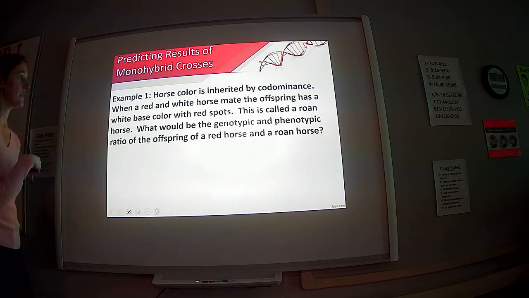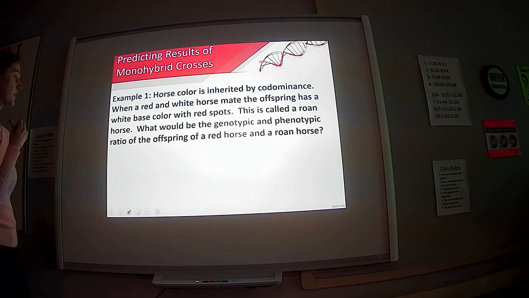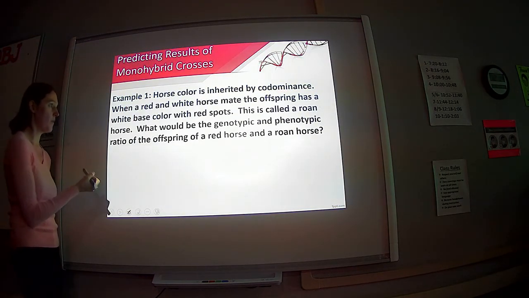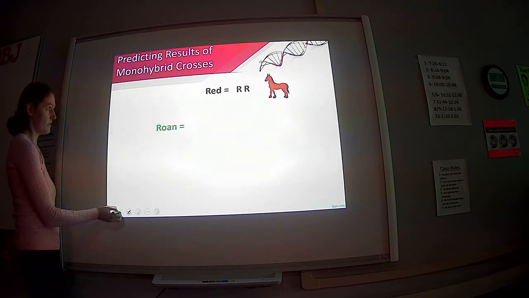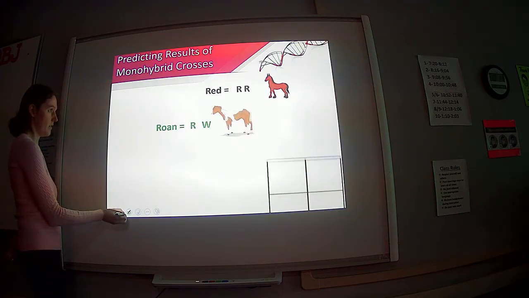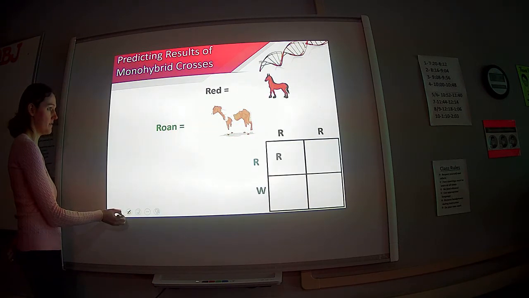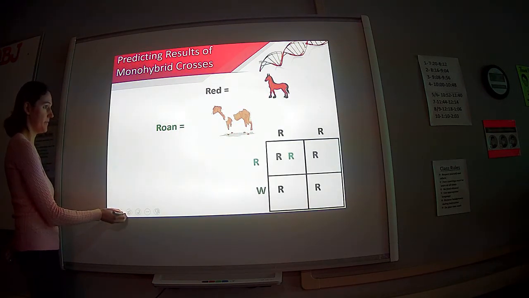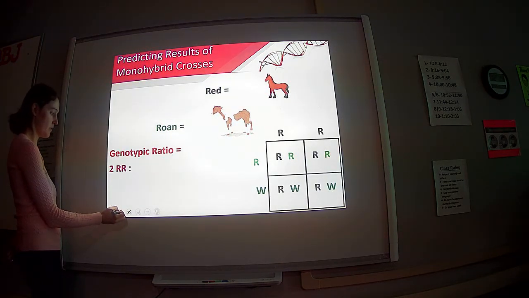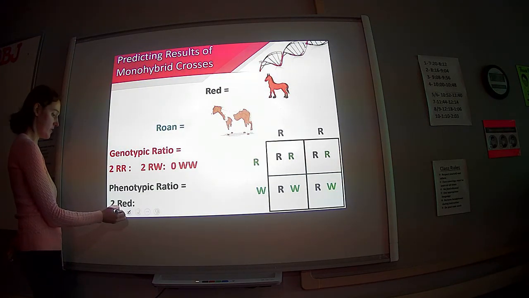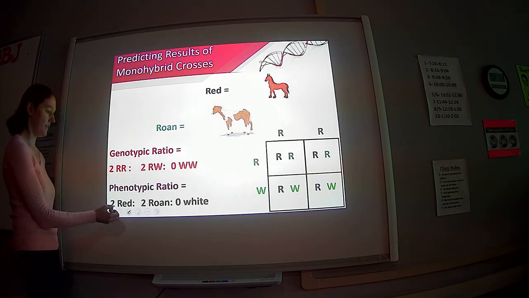Example 1, horse color is inherited by codominance. When a red and white horse mate, the offspring has a white base color with red spots. This is called a roan horse. What would be the genotypic and phenotypic ratio of these horses? So there's my red horse, there's my roan horse. When I do my copies, keep my parents together. Genotypic ratio, you start with your RRs, your RWs, your WWs. And phenotypic ratio, we're going to have red, roan, and then white.